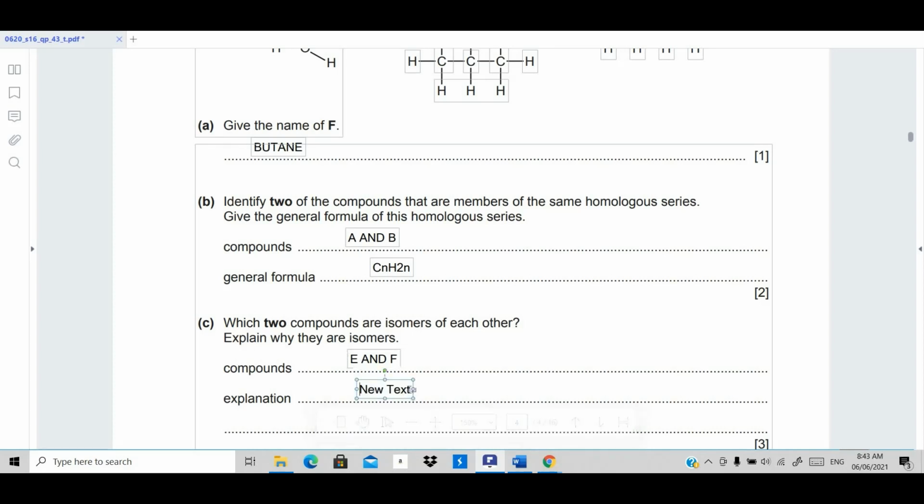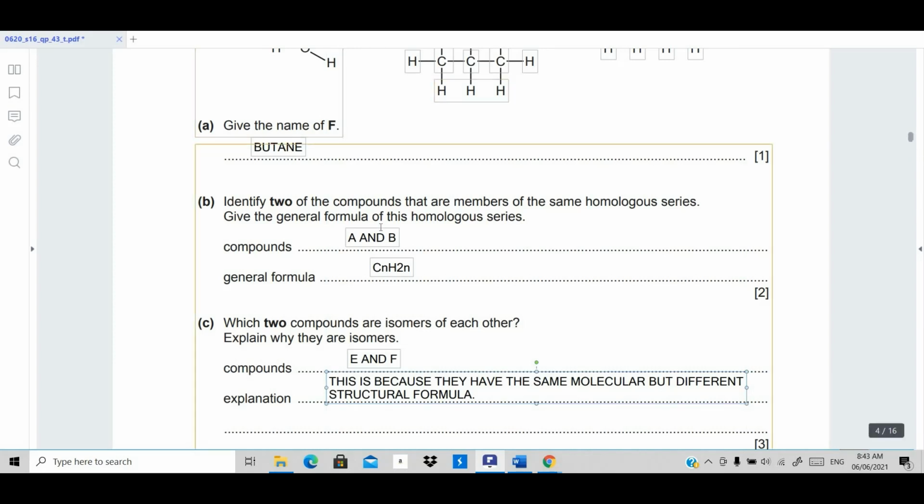Okay, so here you can see the answer for this explanation. You can write: this is because they have the same molecular formula but different structural formula. You have to write this as it is. Now then you can move on to the next question, and you can see till now we are going very smooth.